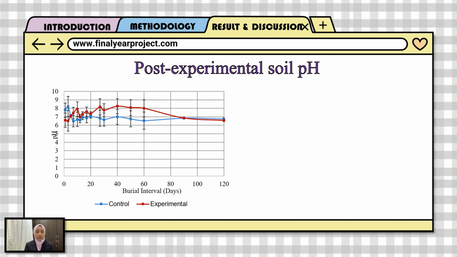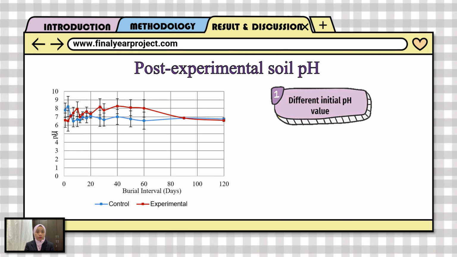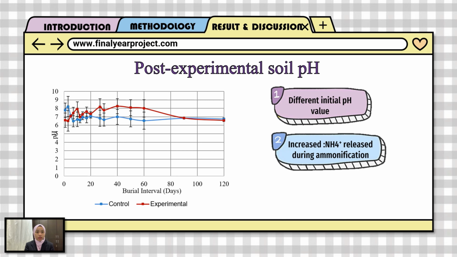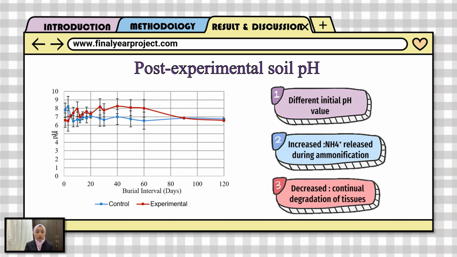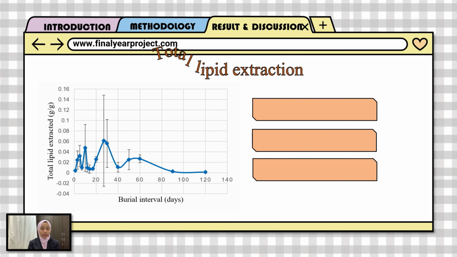Turning to results and discussion, the graph of post-experimental soil pH shows the different initial pH value between the burial and control soil. The increase of pH value was due to the ammonium release during the ammonification process, while the decrease may be due to continual degradation of tissues. For the total lipid extracts, day 20 remarks a sharp increase in TLE concentration corresponding to the putrefaction stage. This may be due to the microbial community's response.